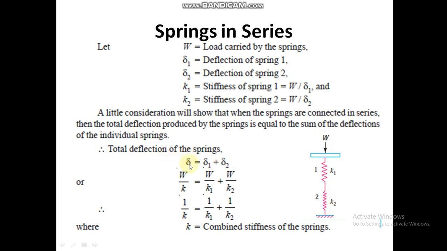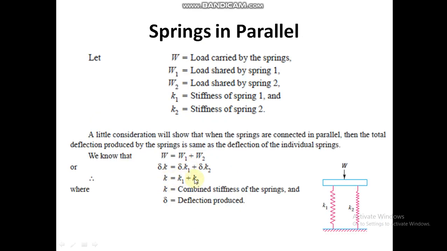So total deflection of the spring, that is delta, is equal to delta 1 plus delta 2, and deflection can be written as load upon stiffness. So we have written W upon K1 plus W upon K2. W will be cancelled and we are left with 1 by K, that is the combined stiffness of the spring, is equal to 1 by K1 plus 1 by K2. So this is the relation which is used for springs in series, and this is the relation which is used for springs in parallel.